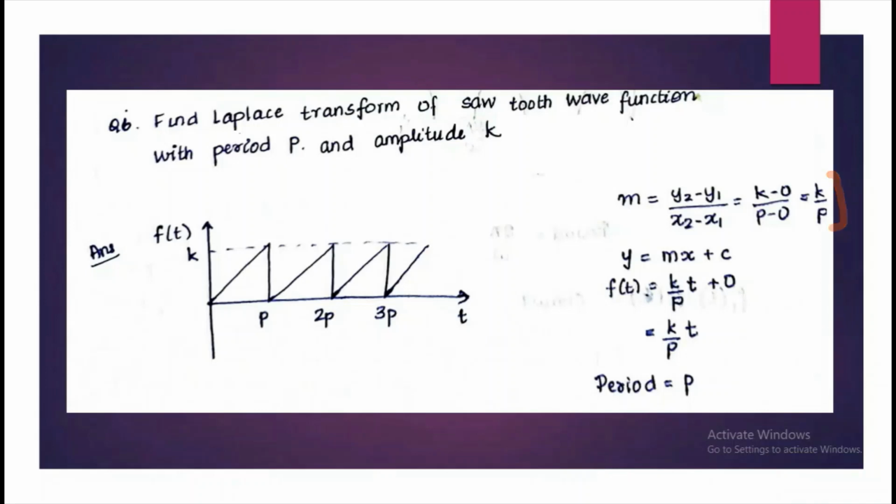Now substitute for m in this equation, so we get f of t is equal to k by p into t plus 0, where 0 is the intercept or where it intercepts the axis. F of t is y and x is t, the respective axis. So we get the equation of the line is equal to k by p into t, where k is the amplitude and p is the period.